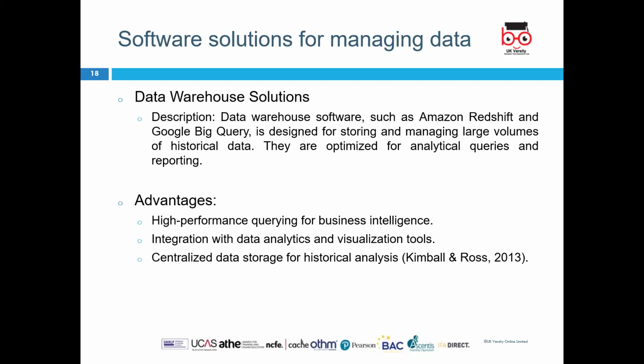Then you have data warehouse solutions. Data warehouse solutions such as Amazon Redshift and Google BigQuery are used for storing and managing large volumes of historical data. They are optimized for analytical queries and reporting. A data warehouse solution is like this: you have the raw data, then you cleanse the data, you do the transformation of data, and then you do the normalization of data, and then you present the data in a more structured format, or maybe with more visualization.